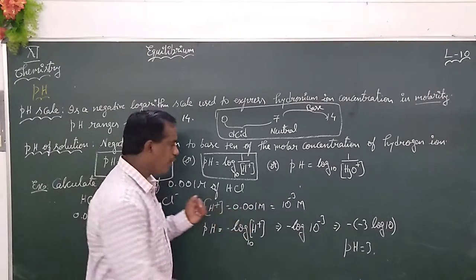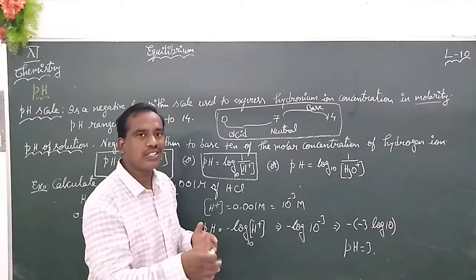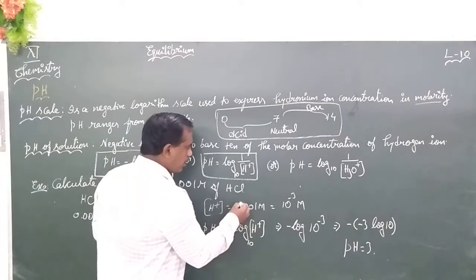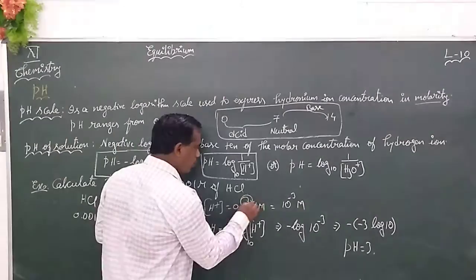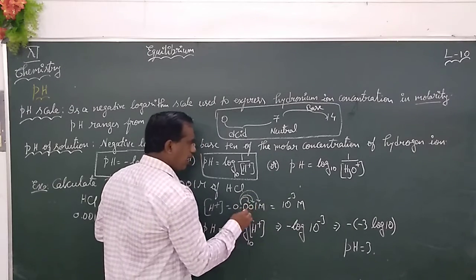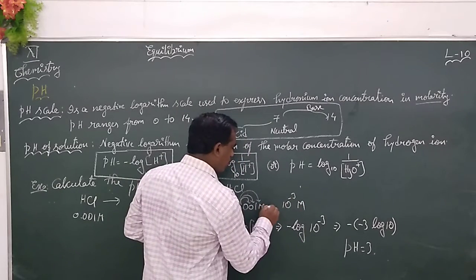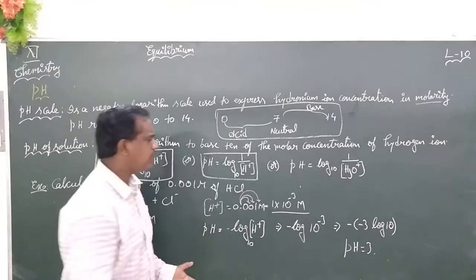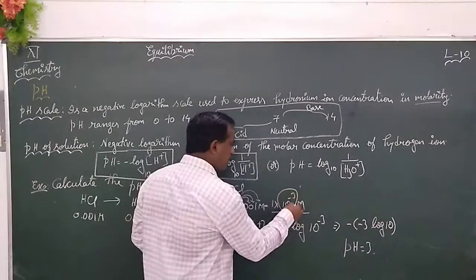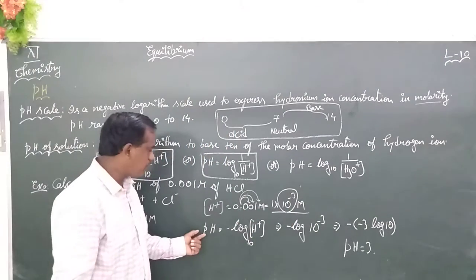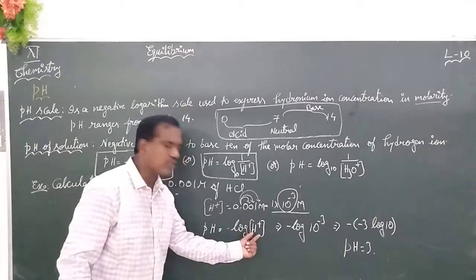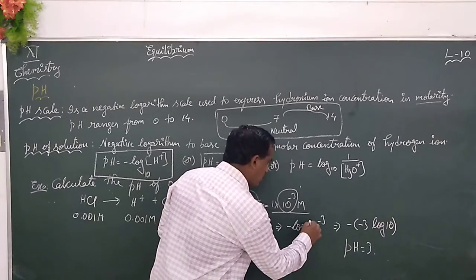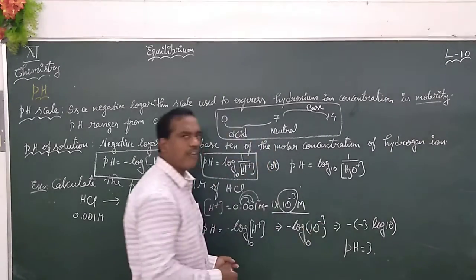0.001 molarity. I would like to express this in scientific notation. Taking 1, 2 and 3, I can express this as 1 into 10 to the power of minus 3 molarity, or we can simply say 10 to the power of minus 3 molarity. So pH is equal to minus log base 10 of the concentration of H plus ion, so minus log base 10 of 10 to the power of minus 3.